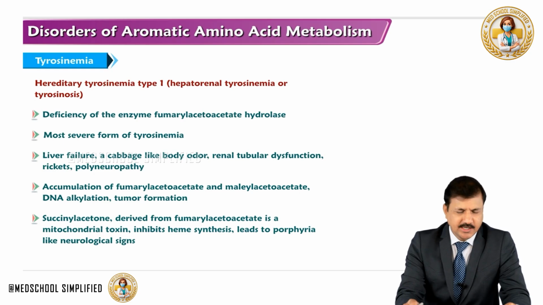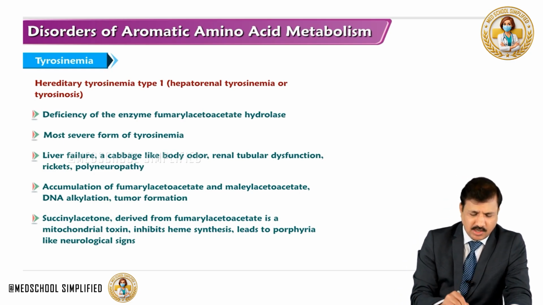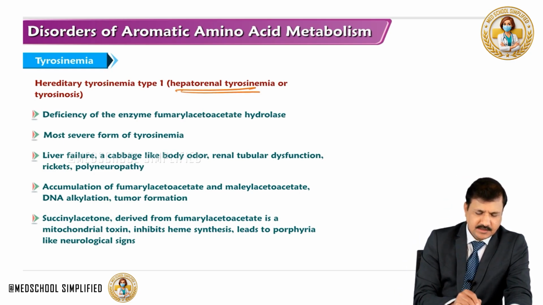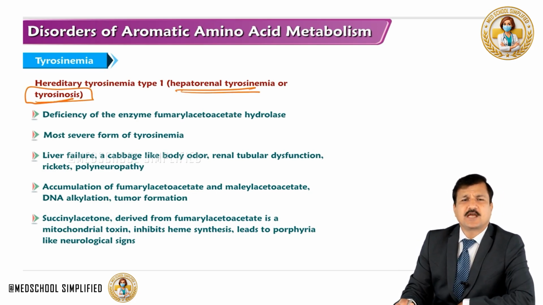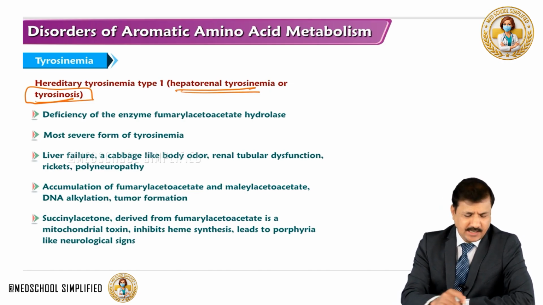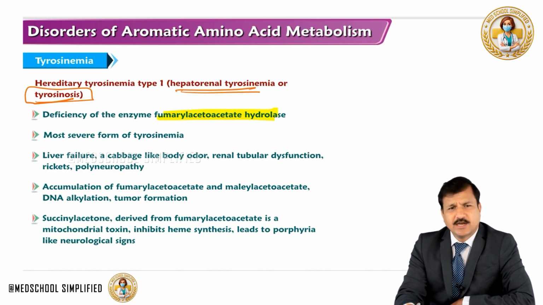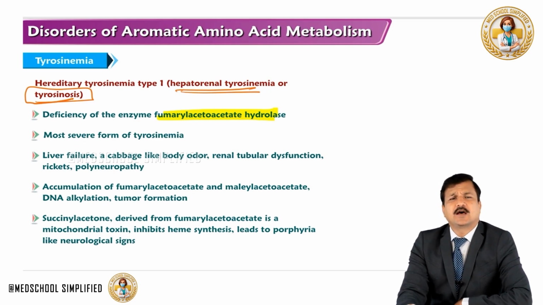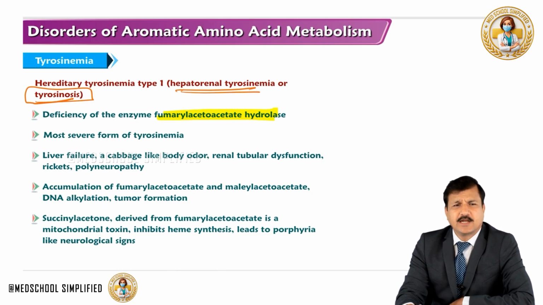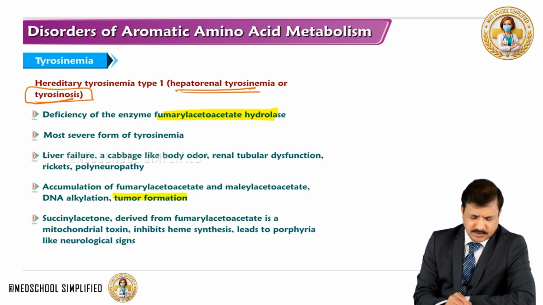Coming to hereditary tyrosinemia type 1, which is also called hepatorenal tyrosinemia or tyrosinosis. It is a deficiency of an enzyme called fumarylacetoacetate hydrolase. It leads to a buildup of fumarylacetoacetate, and furthermore, it will lead to a buildup of malylacetoacetate.